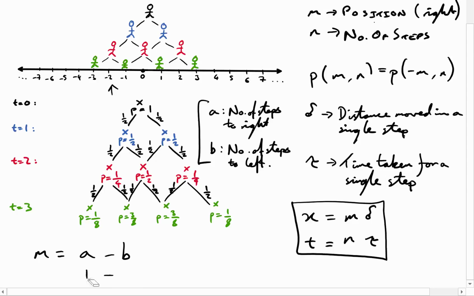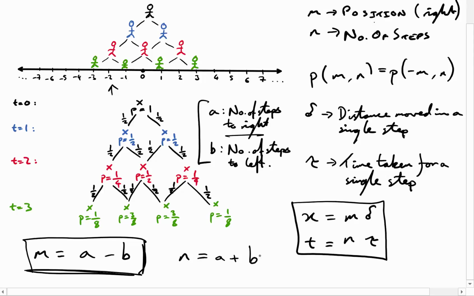Basically, I can now determine my position in terms of the number of steps which I've taken to the left and the number of steps which I've taken to the right. I can also determine the total number of steps taken as the number of steps to the right plus the number of steps to the left.